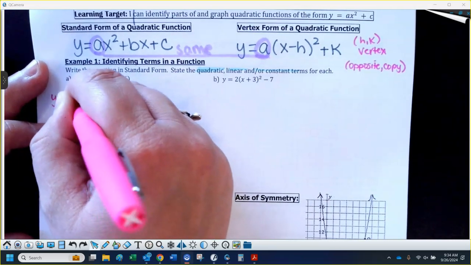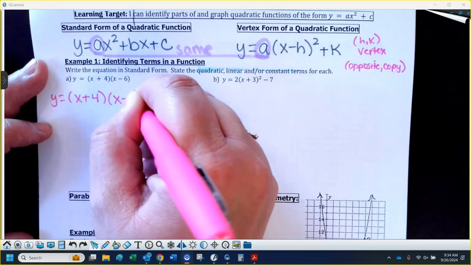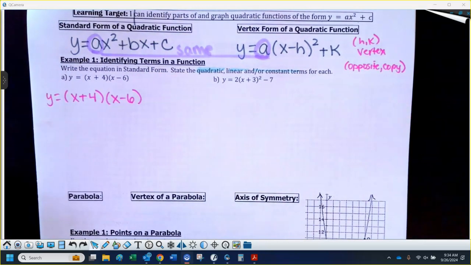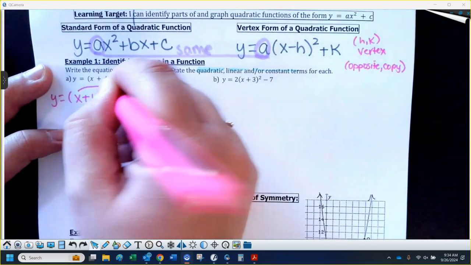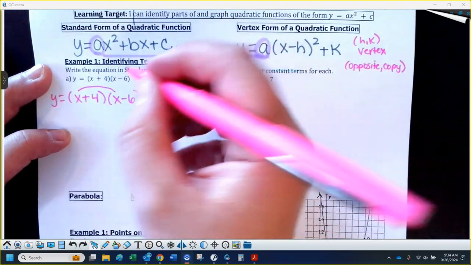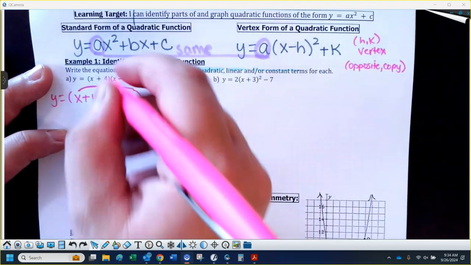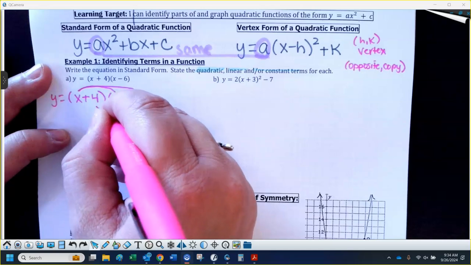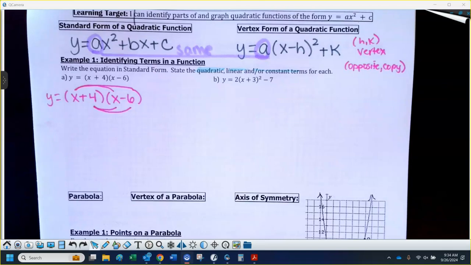Okay, so FOIL, does anybody remember what FOIL actually stands for? Okay. So basically you take the two first things and multiply them together, the two outer or outside things, then the two inside or inner, and then the two last. If I do this, I just think of it as a double distributive property. I need to multiply x by both of these in the second set of parentheses, and I need to multiply 4.